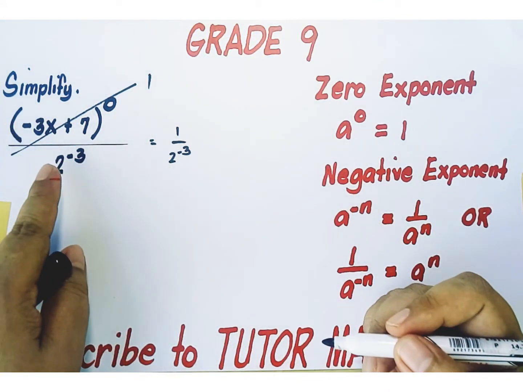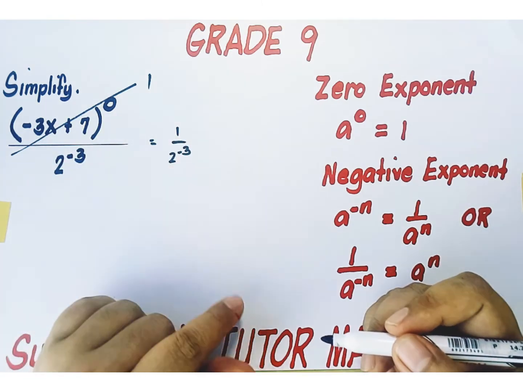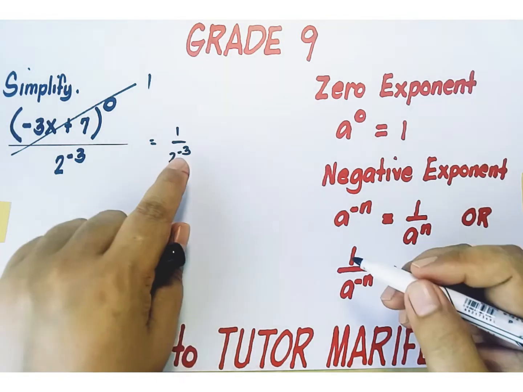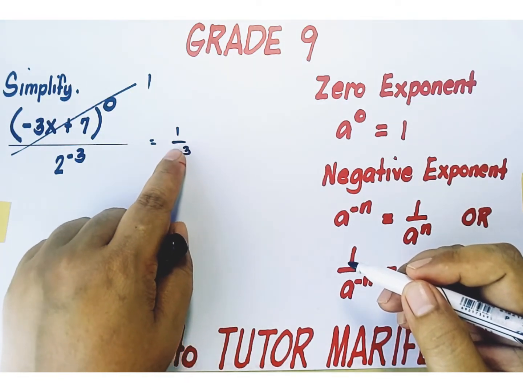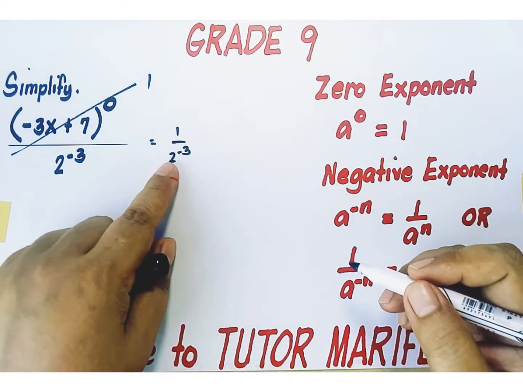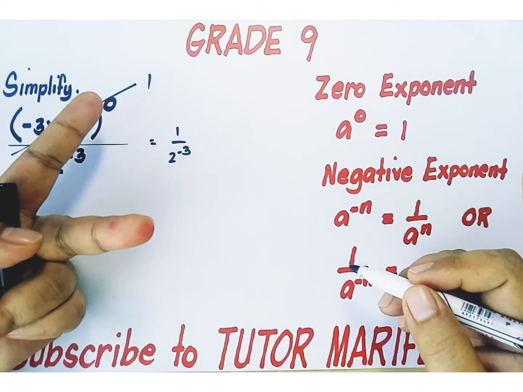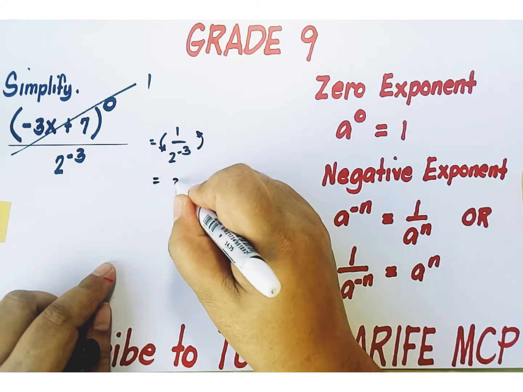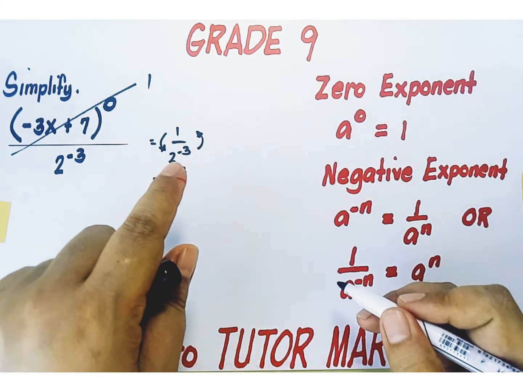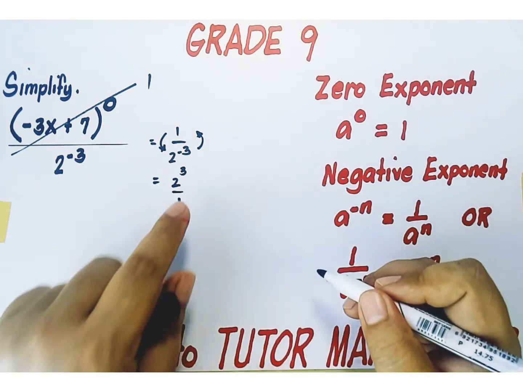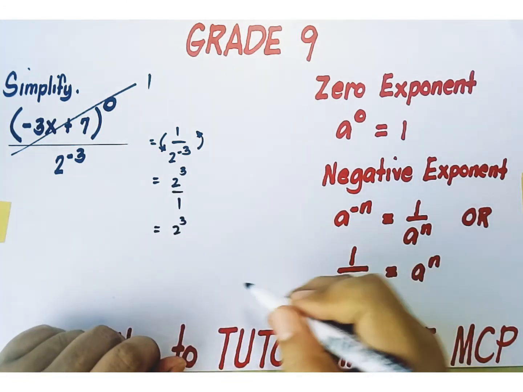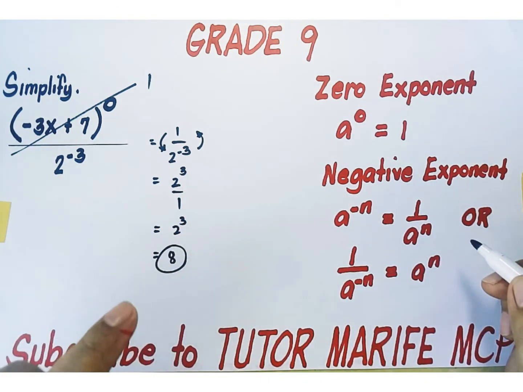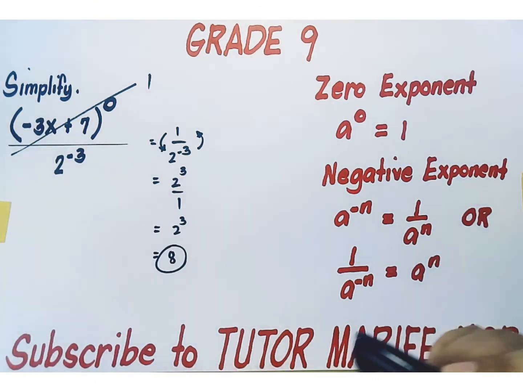So the given expression becomes 1 over 2 raised to negative 3. To simplify further, let's use the negative exponent rule. To change the negative exponent into a positive exponent, let's flip the exponential term into its reciprocal. Interchange the numerator and the denominator. We now have 2 raised to positive 3 over 1, or omit 1. We have 2 cubed, or evaluate 2 cubed, it's equal to 8. This is the simplest form of the last expression.